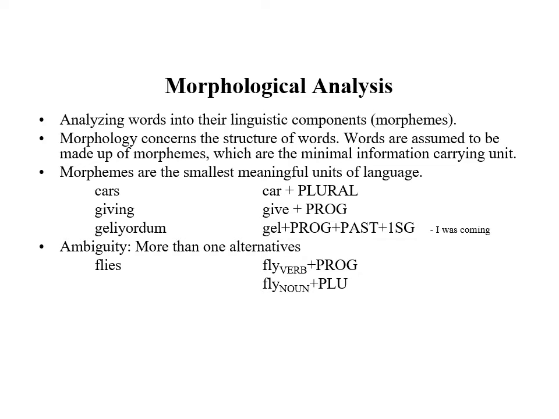Fly is a verb, and fly is also a noun. When you are using fly as a noun, then you have to add the plural because several flies, insects maybe, and these are nouns. And when you are using it as a verb, then you have to use it with progressives.